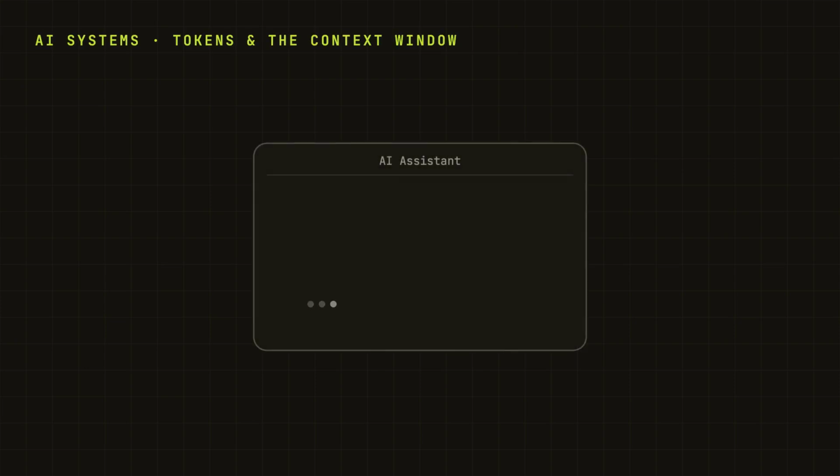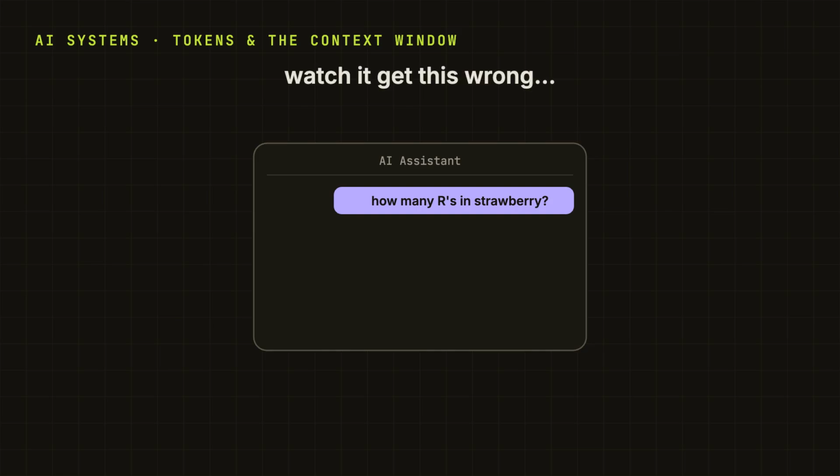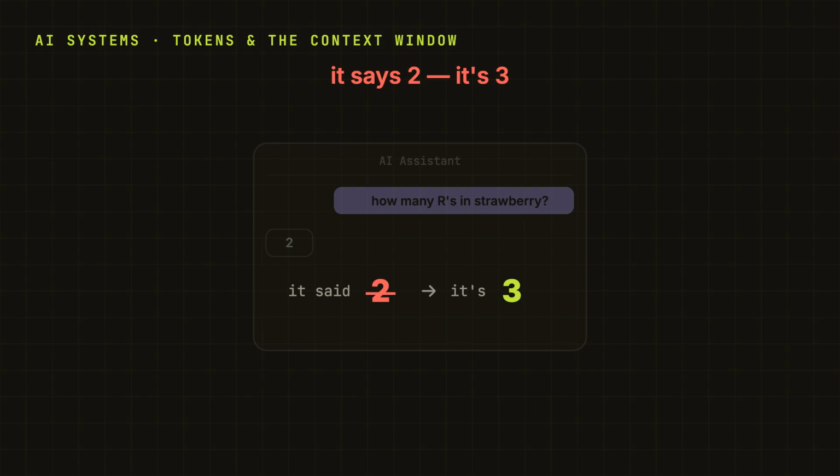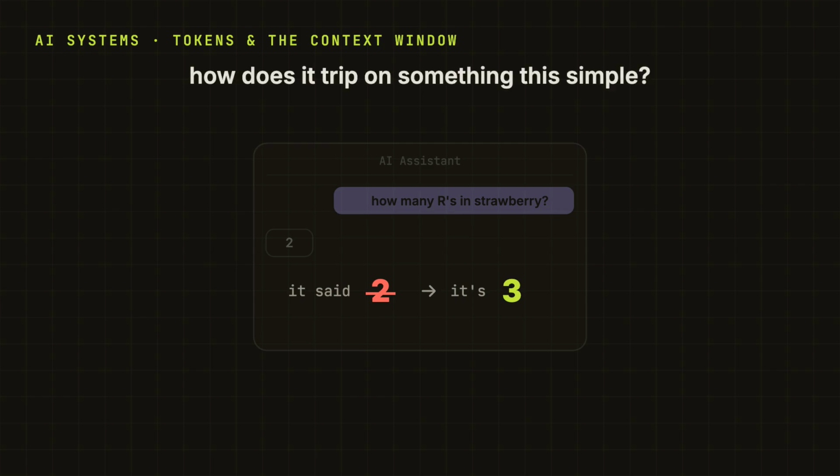Okay, quick one to start. You can take one of these chatbots, the ones that will happily write you an essay or debug your code, and ask it something a little kid can do. How many R's are in the word strawberry? And a lot of the time, with no tool switched on, it will tell you very confidently two, which is wrong. There are three, and this one is kind of famous by now. So the honest question is, how does something this capable trip over something this simple?